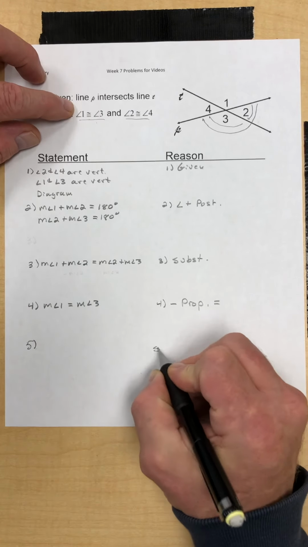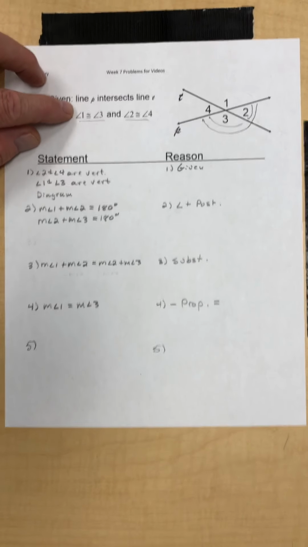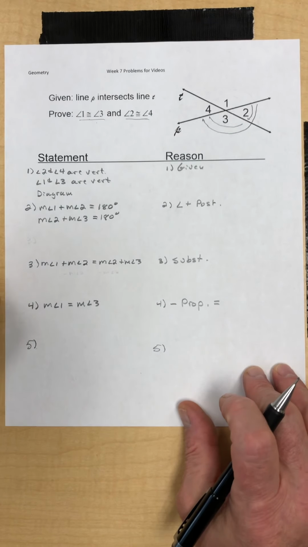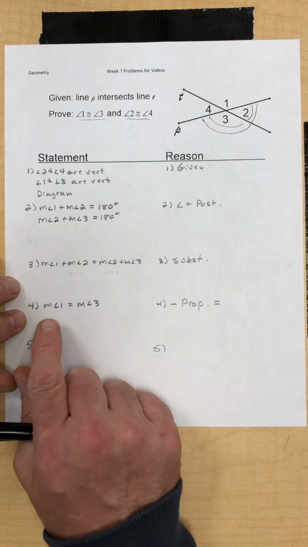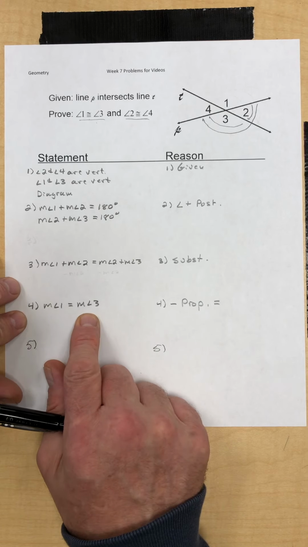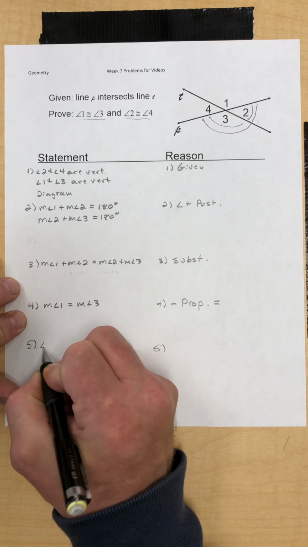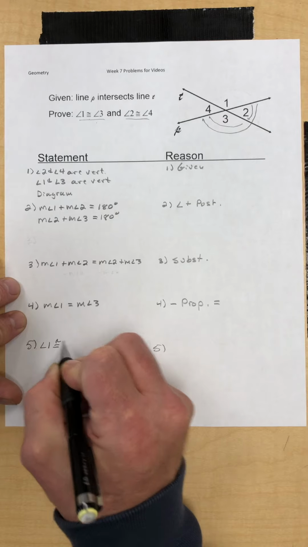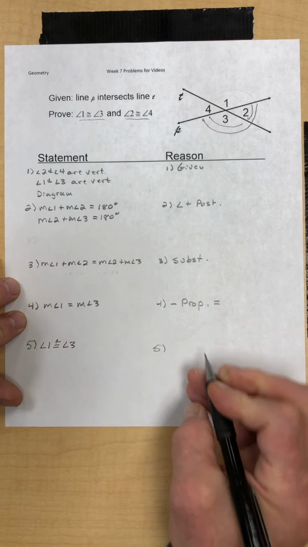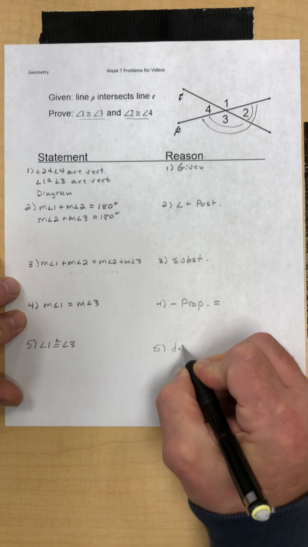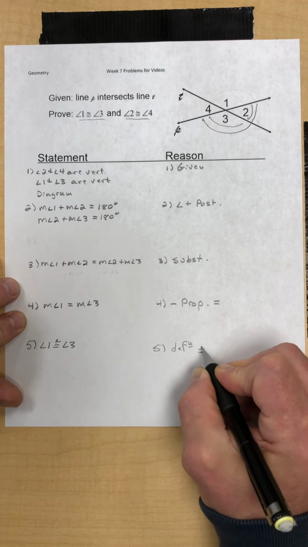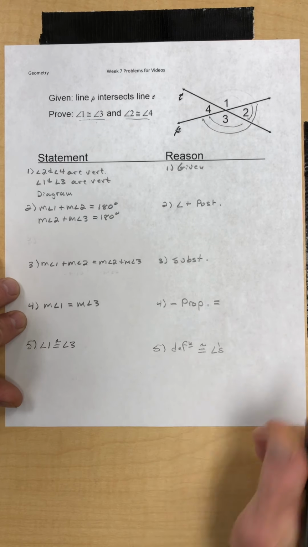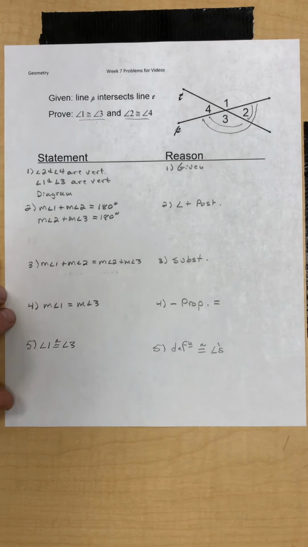Okay, so I have one more step. Right in the definition of congruent angles, it says that angles are congruent if they have the same measure. So if I say the measure of angle 1 equals the measure of angle 3, that's the same as saying angle 1 is congruent to angle 3, because it tells us that in the definition of congruent angles. All right, so we're good there.